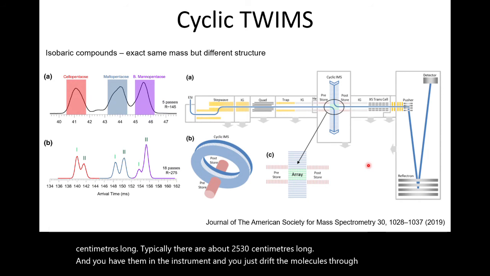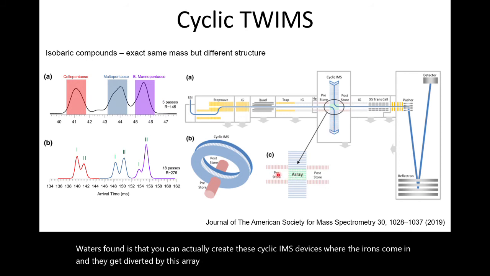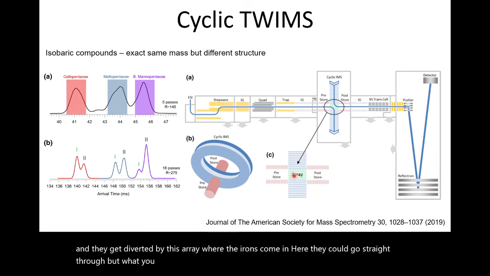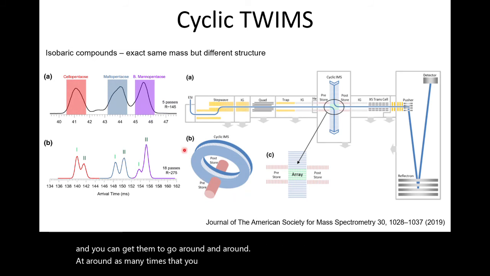But what Waters found is that you can create these cyclic IMS devices where the ions come in and get diverted by this array. They could go straight through, but you can divert their flight into this cyclic IMS device, and you can get them to go around and around and around as many times as you want. And the more times that you go around, the more you separate these molecules.